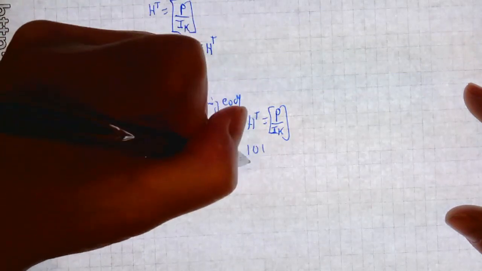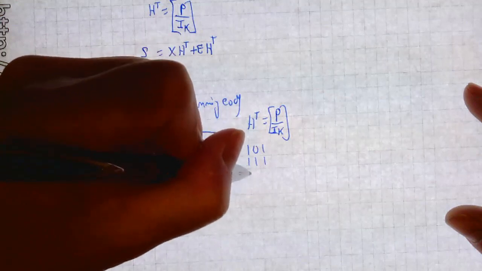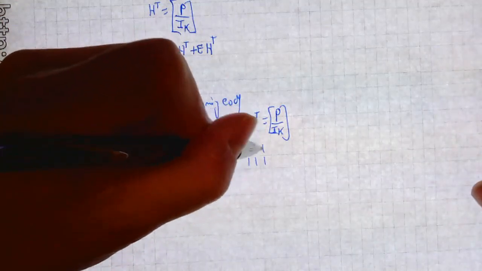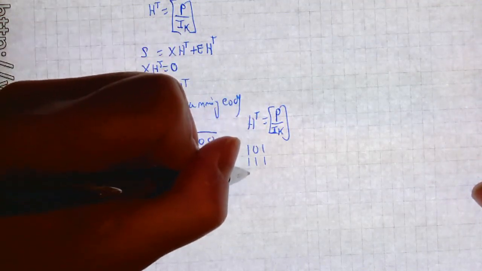Here comes the P matrix. This is going to be a 7 by 3. So there's 3 columns. There'll be 7 bits total.